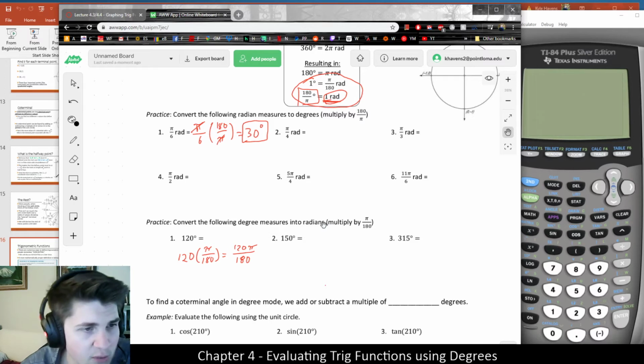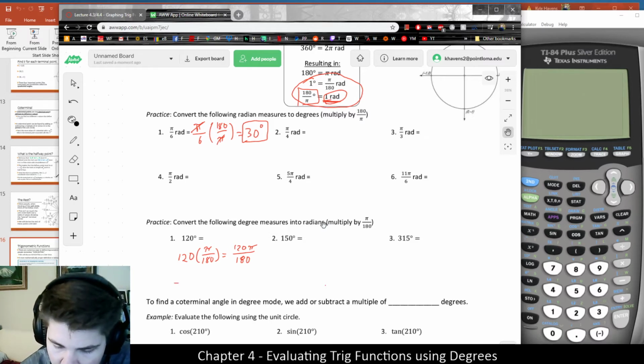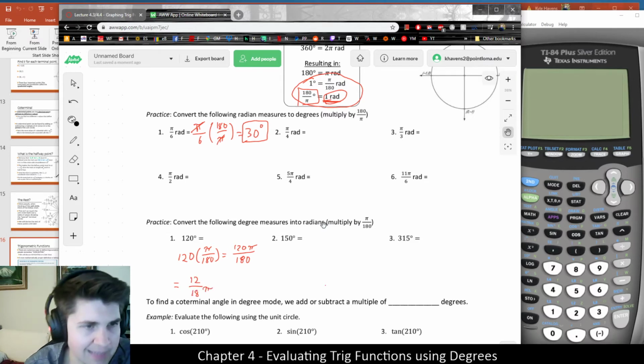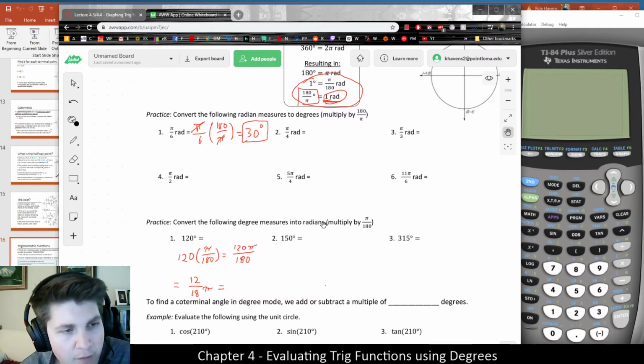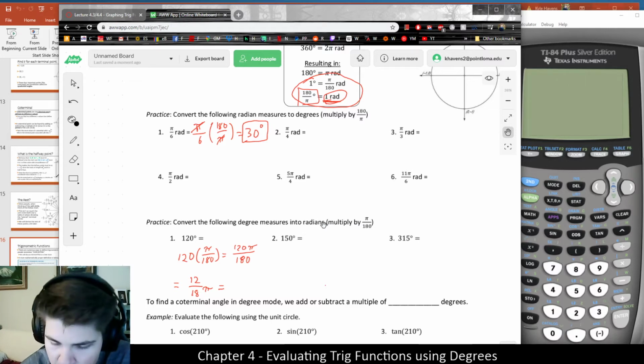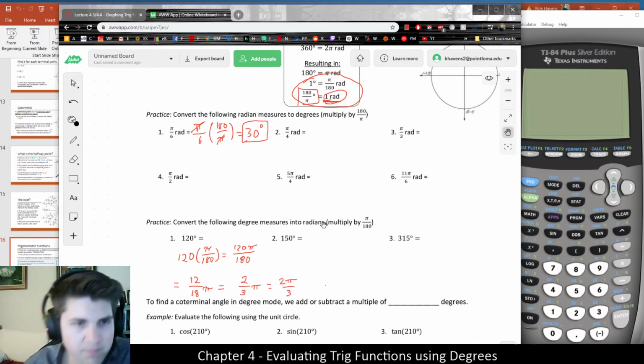And then I could reduce this fraction because each one is divisible by 10, which would reduce down to 12 over 18 pi. Often we just pull the pi outside like that, but you could write it on top or on the side, it doesn't really matter. And then 12 over 18 would reduce by 6, sorry, down to 2/3 pi, or 2 pi over 3 if you prefer. Some people write it one way versus the other. And this would now be our measurement in radians.